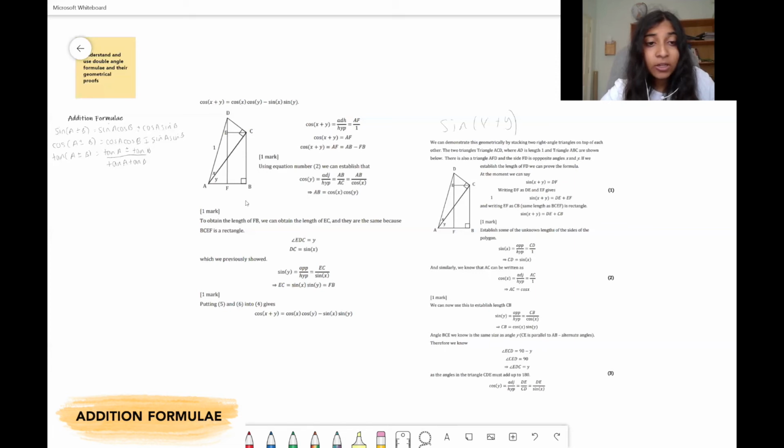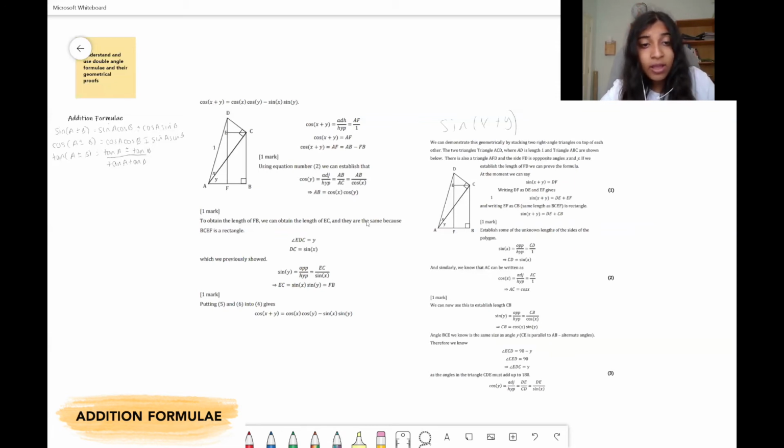And then the next thing we want to do is try and work out what FB is, because we've now done AB, so now we just move on to FB. In order to obtain the length of FB, we can obtain the length of EC, because if you remember, this whole BCEF is just a rectangle, so the opposite lengths are just going to be equal.